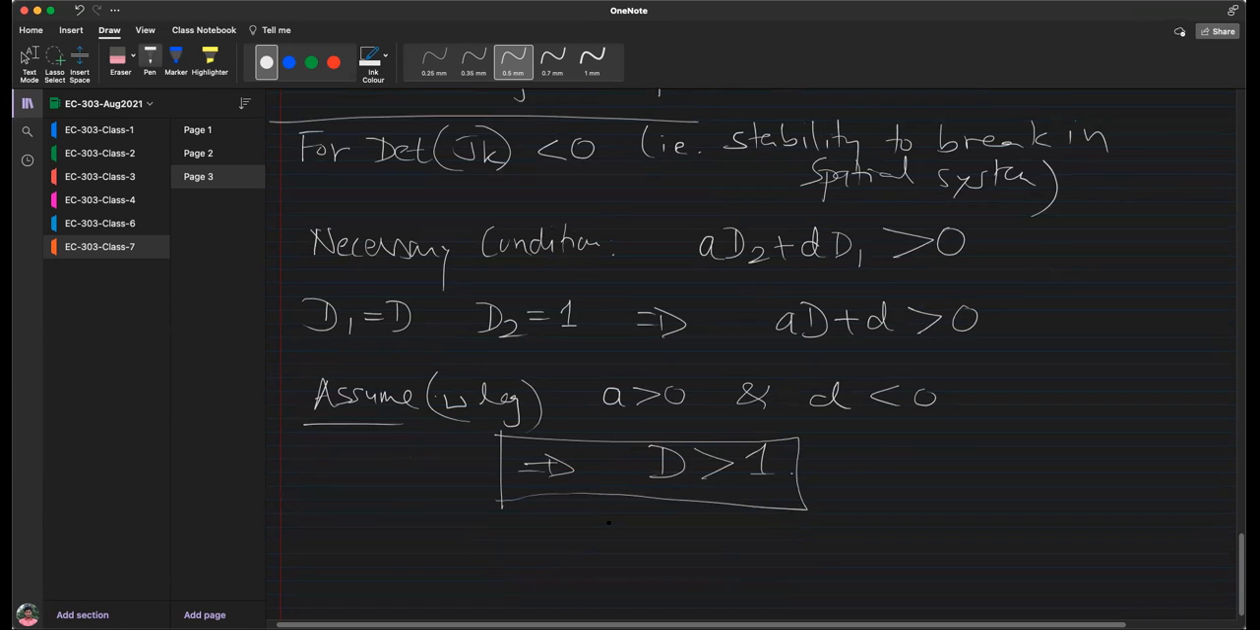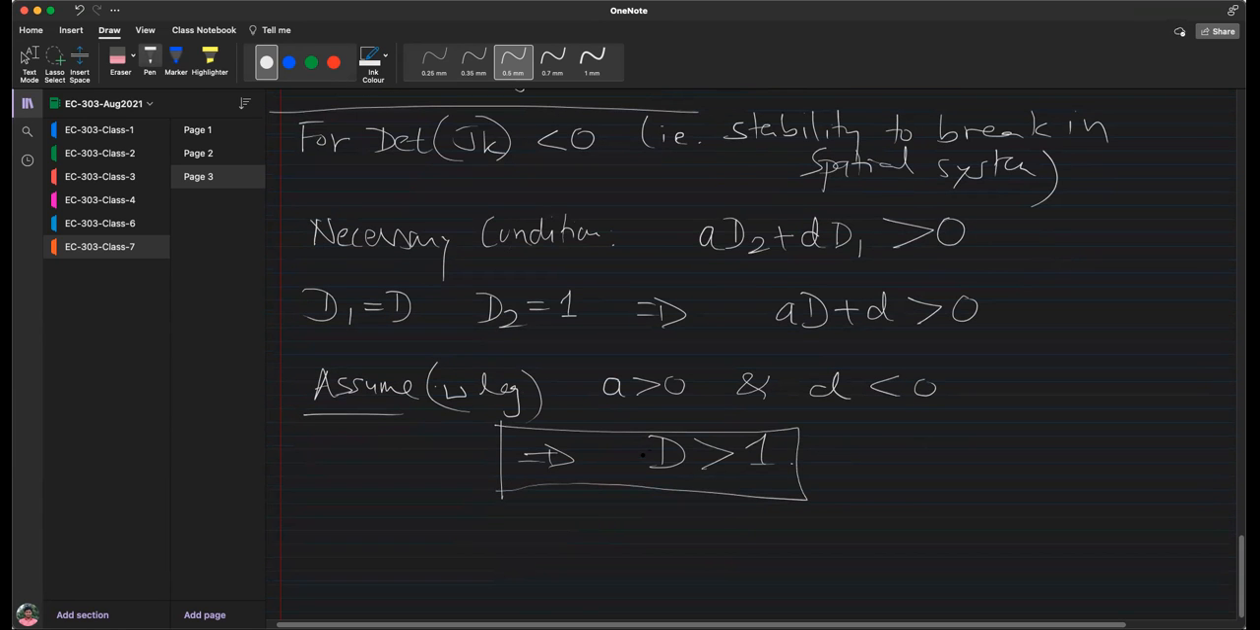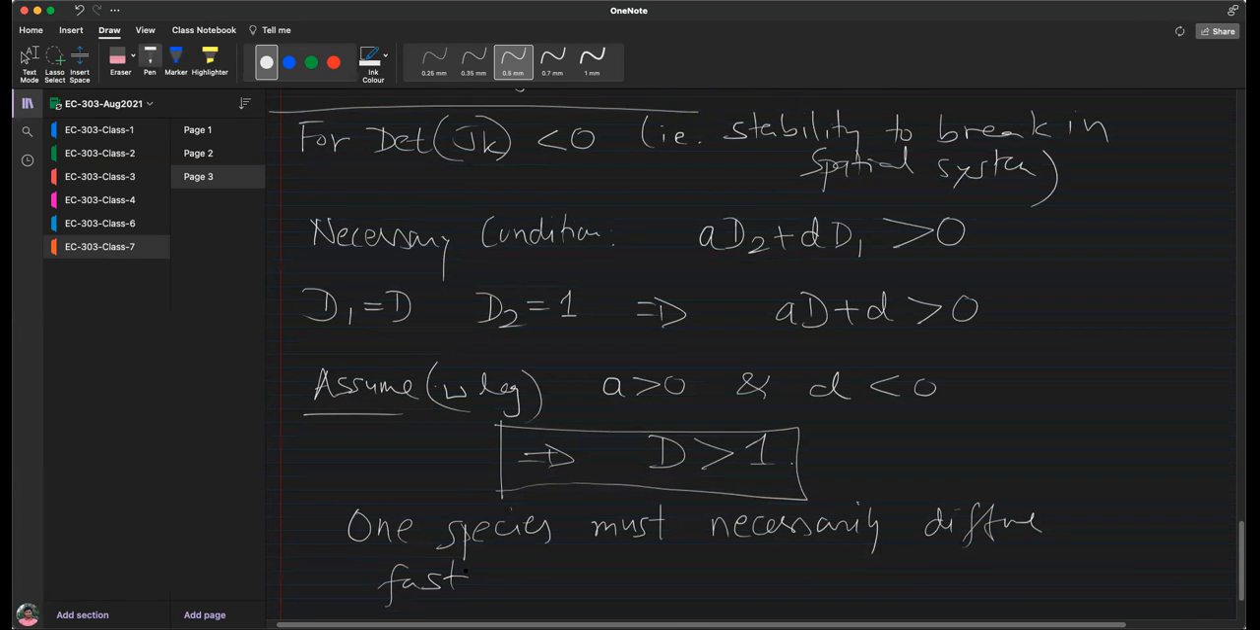Which means that one species must necessarily diffuse faster than the other species. Is that clear to everyone?